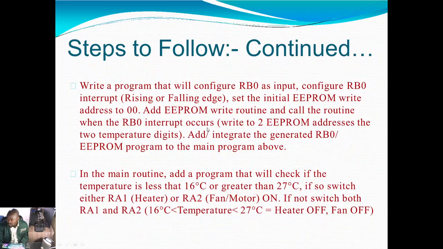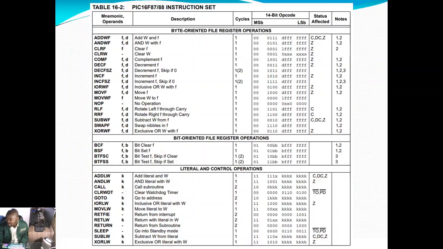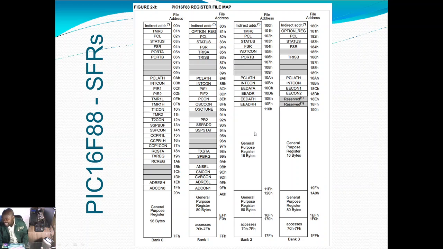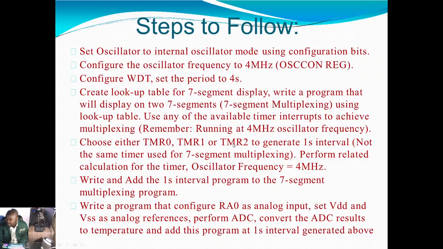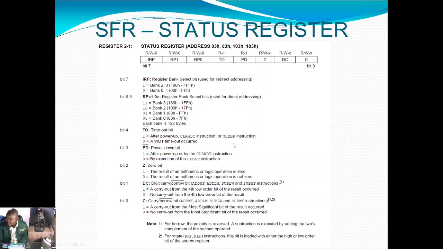So now, to do that, there's just something that you now need to know. Your internal oscillator, you can configure it through a special function register named the OSCCON register, the oscillator control register. That is the register we need to go and access and write to so that we can configure our oscillator frequency to be 4 megahertz. This register is in bank 1. And remember, to go to bank 1, we make use of the status register. So that's basically what we need to do.